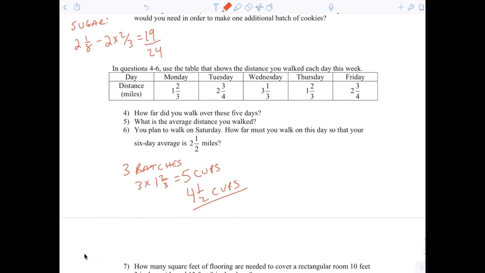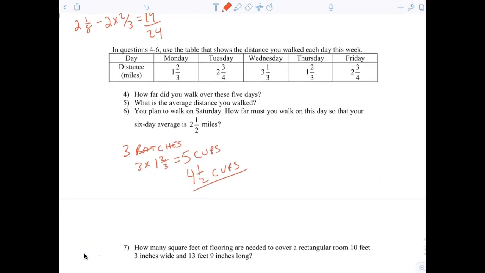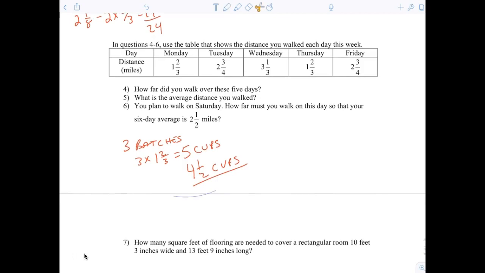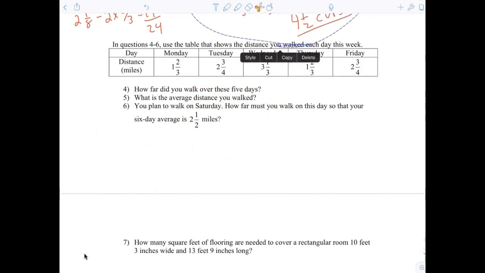All right, everybody take a look at number 4 now. 4, 5, and 6. It says in questions 4 through 6, use the table that shows the distance you walked each day this week. So I walked 1 2/3 miles, 2 3/4 miles, 3 1/3, 1 2/3, and 2 3/4. How far did you walk over these 5 days? What do I have to do? So take your calculator out and get to adding.